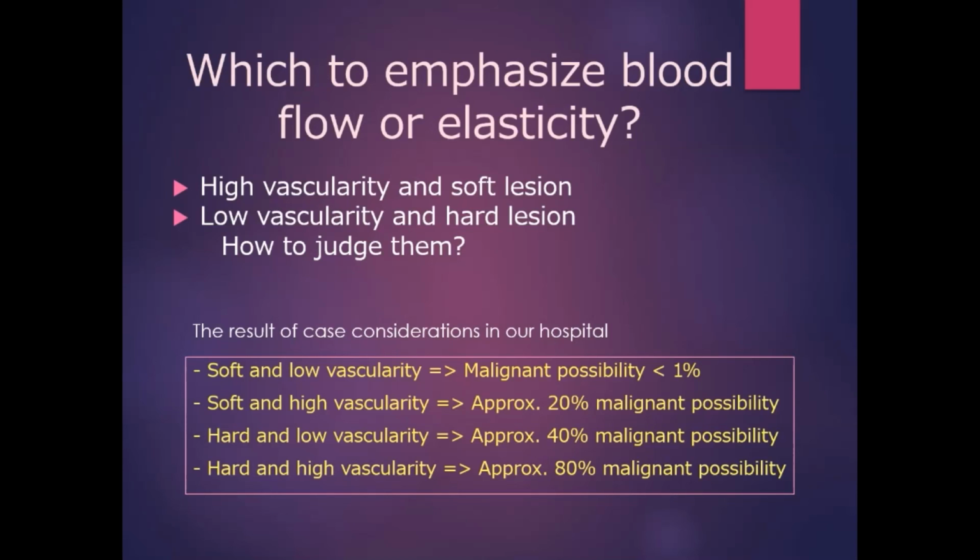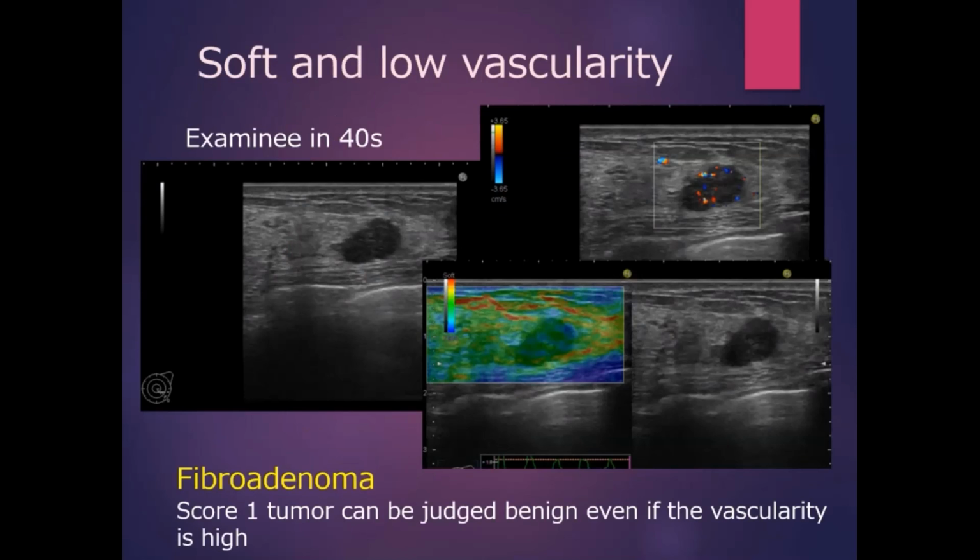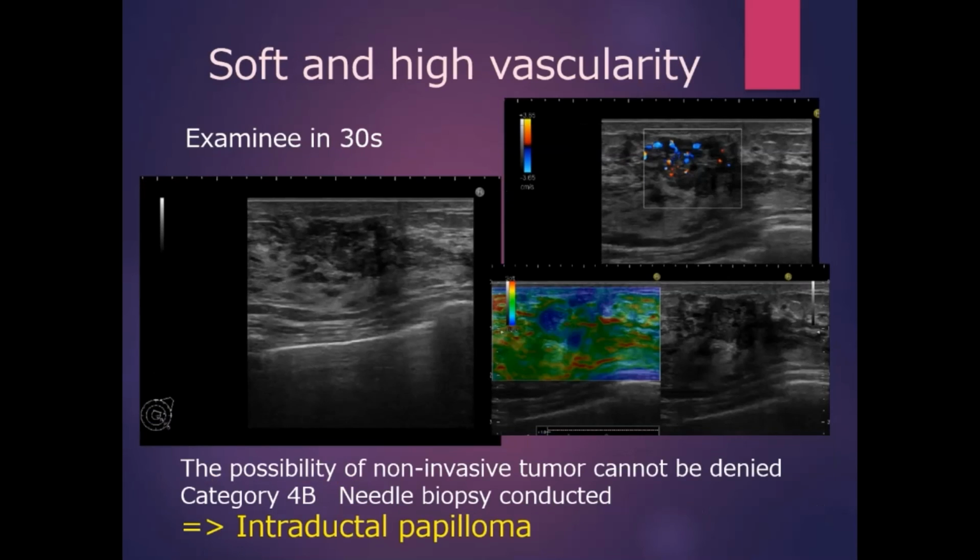Hard and high vascularity cases had approximately 80% malignant possibility. A part of fibroadenoma cases has high vascularity like this case, but I think a score 1 tumor can be judged as benign. Soft and high vascularity cases have approximately 20% malignant possibility.